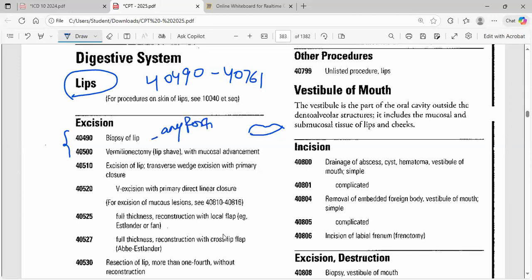Any portion of lip, starting from the vermilion border, continuing inside the mouth or mucosal area. So we are going to consider it as a biopsy of the lip. We have to perform the biopsy when there is a concern such as malignancy, a plaque, or any other lesion, and we have to identify what type of lesion it is. If there is a malignancy or non-malignancy, then we have to do the biopsy of lip.